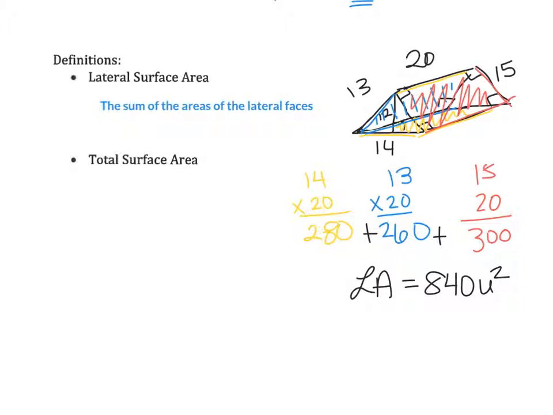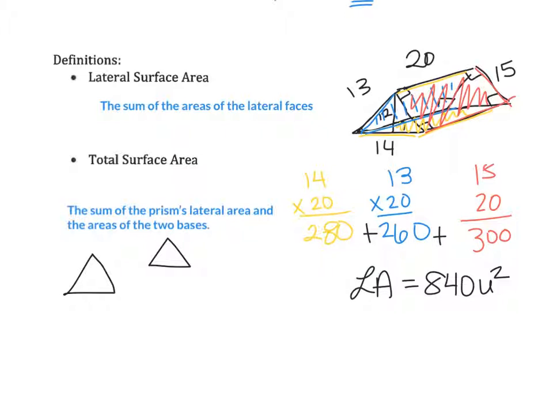For the total surface area, that would be the sum of the prism's lateral area and the area of the two bases. So we would need to figure out the area of the two bases and add it to 840. The bases were the two triangles like that, and we know that the base of the triangle is 14 and the height is 12. To find the area of a triangle, it would be 1/2 base times height.